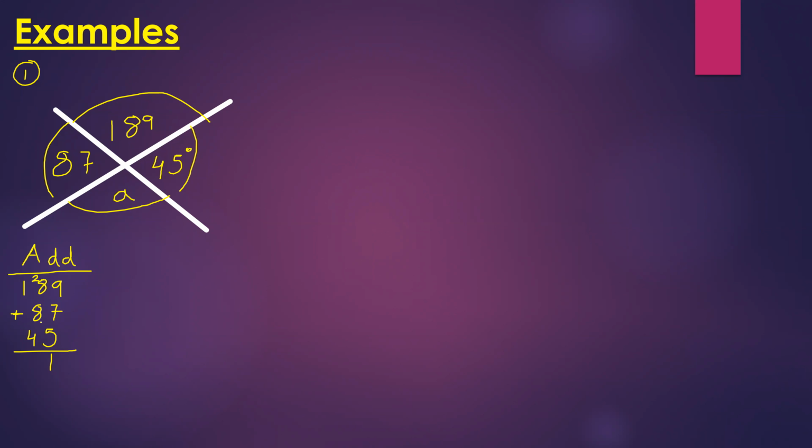8 plus 2 is 10. 10 plus 8 is 18. And 18 plus 4 is what? 22. Very good. And 2 plus 1 is? 3. Very good. So first thing we do is add. What's the next thing we're going to do after we add? Subtract. Subtract from 360 degrees. Very good. So we subtract.